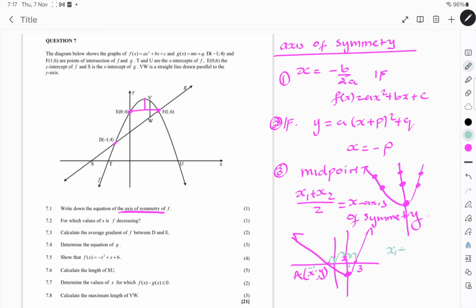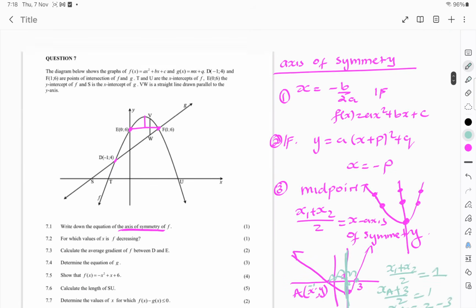Or I can use x1 plus x2 divided by 2 equals the axis of symmetry, which is how much? It's 1. Right? Therefore, the x of A plus the other x, which is 3, divided by 2 equals 1. This will be x of A equals 2 minus 3, so x of A equals negative 1. So they like to give you one coordinate and the axis of symmetry, and they're looking for the other coordinate. So this is the concept of axis of symmetry in a parabola. Are we clear on that one?